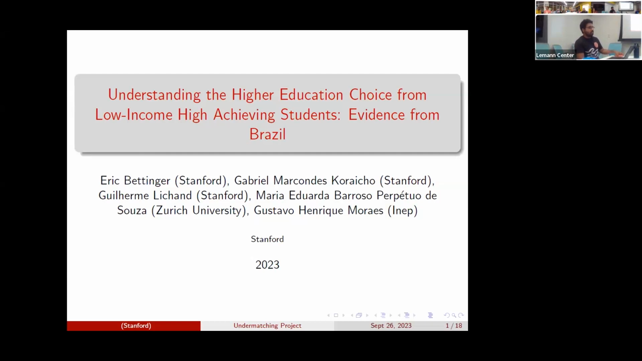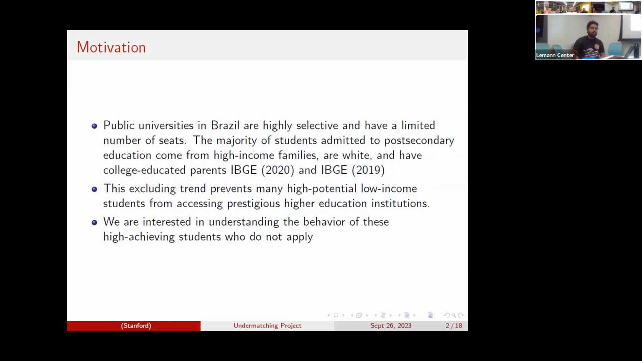So basically this project is trying to understand a bit better what is happening in terms of applications from high achieving students, because we know that public universities in Brazil are highly selective, but they have a very limited number of seats. So probably a good amount of high achieving students are not applying for these colleges or not even having the possibility to access them. And our hint is that low income students are usually the ones that are more vulnerable in this case, since from some data we can see that usually the people attending higher education in Brazil are people from high income families, white, and usually they have college educated parents.